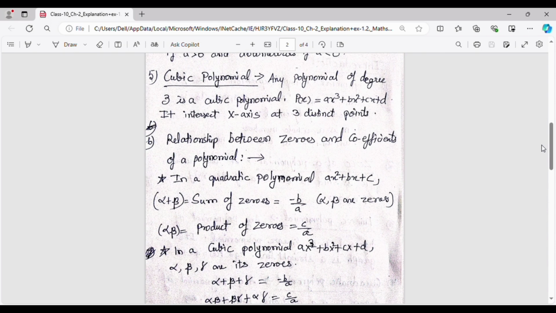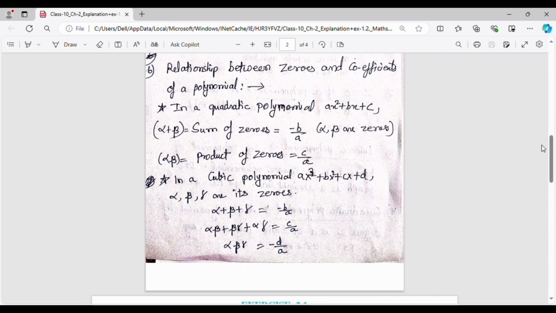Next important topic is the relationship between zeros and coefficients of a polynomial. So for a quadratic polynomial, ax square plus bx plus c, if alpha and beta are zeros of that polynomial, then the sum of zeros is equal to minus b upon a, where b is the coefficient of x and a is the coefficient of x square. Then alpha into beta, the product of zeros, is c upon a, where c is the constant and a is the coefficient of x square.